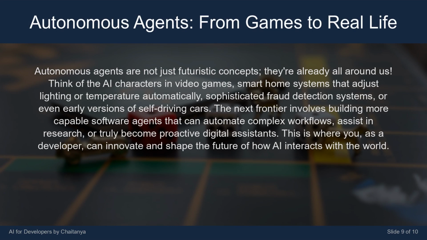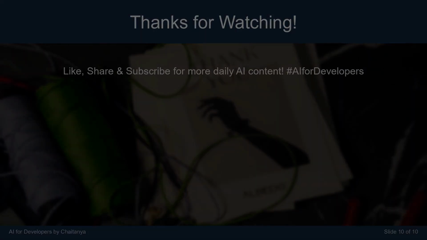Autonomous agents are not just futuristic concepts. They're already all around us. Think of the AI characters in video games. Smart home systems that adjust lighting or temperature automatically. Sophisticated fraud detection systems. Or even early versions of self-driving cars. The next frontier involves building more capable software agents that can automate complex workflows, assist in research, or truly become proactive digital assistants. This is where you, as a developer, can innovate and shape the future of how AI interacts with the world.